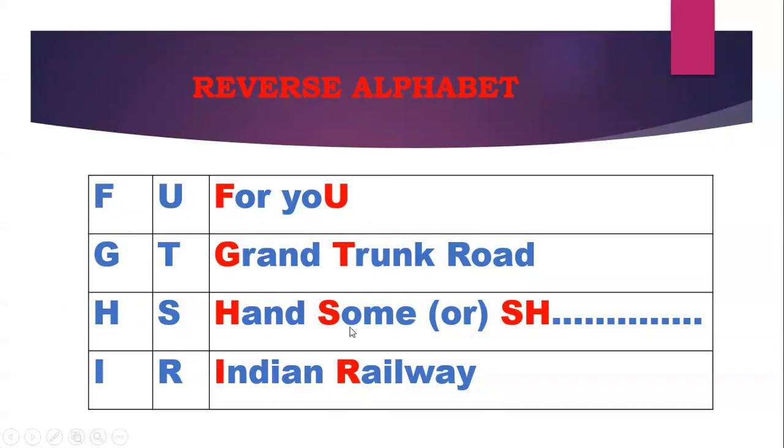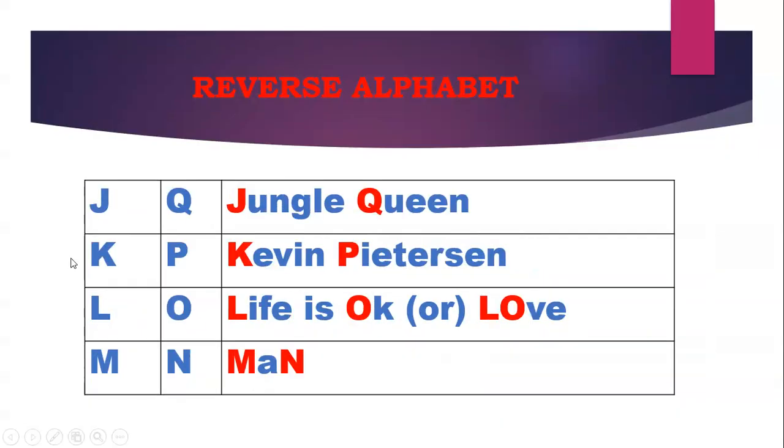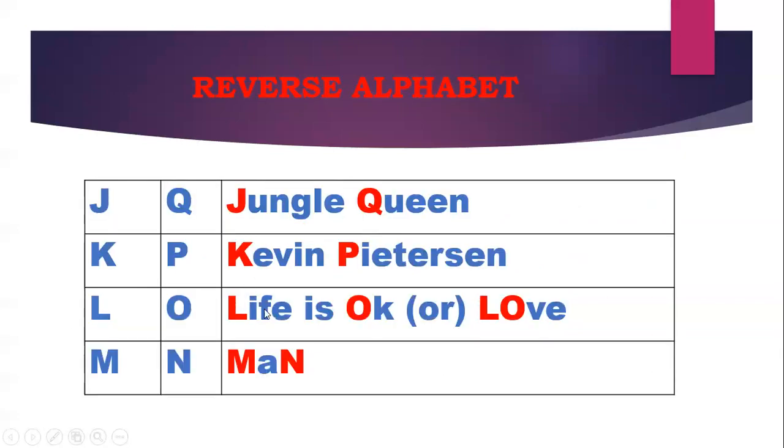HS, handsome. Or SH, shh. So you can remember like that also. IR, Indian Railway. If you remember Indian Railway, IR is the opposite letters. Then JQ, Jungle Queen. If you remember the word Jungle Queen, JQ, you can easily identify that. KP, Kevin Pietersen, is a cricketer. KP, Kevin Pietersen. LO, life is okay, or love, LO. You can remember LO. MN, man. If you remember MN means man, you can easily come to know all these things.